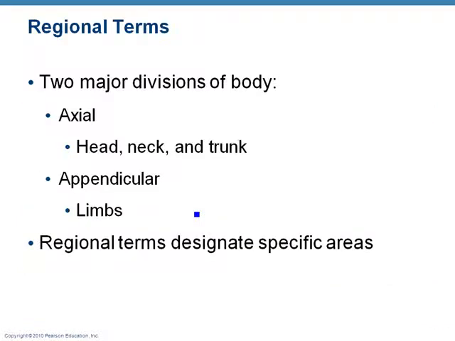Okay, when we talk about the body, we divide it into two main divisions. We have the axial and the appendicular. Anything that's your head, your neck, your trunk, all that's axial. Anything that's arms and legs, that's appendicular. So when we talk about the bones, we'll talk about the axial skeleton, your cranium, your neck, your vertebra, your ribs. And we'll talk about the appendicular skeleton, which is your arms and your legs.